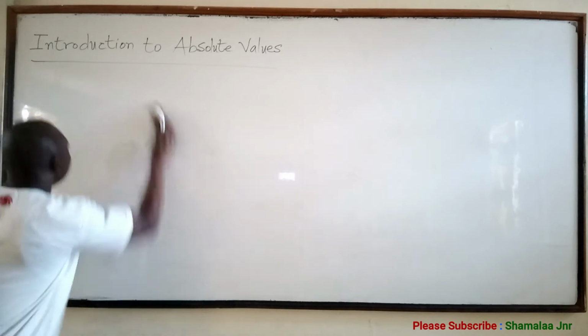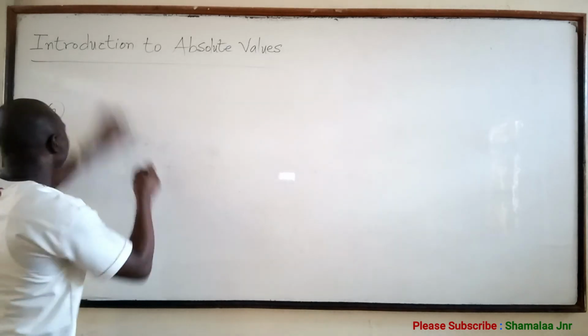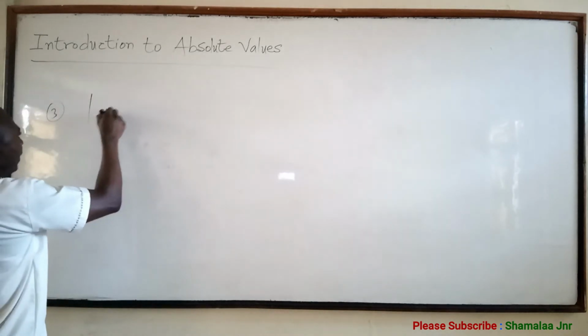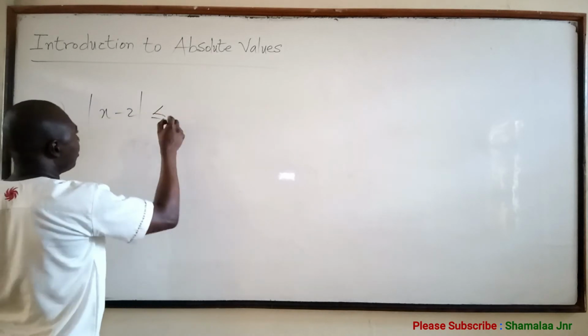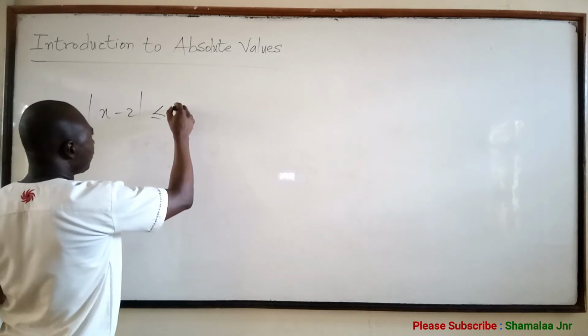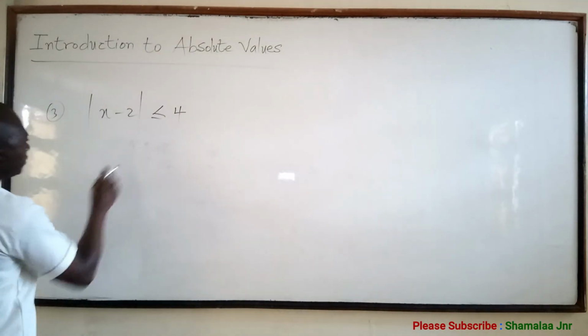Okay, now let's look at the next question. We have to move gradually. It can also give you something like this: the absolute value of x minus 2 is less than or equal to 4. It can give you something like this. Now, this one is going to be this.